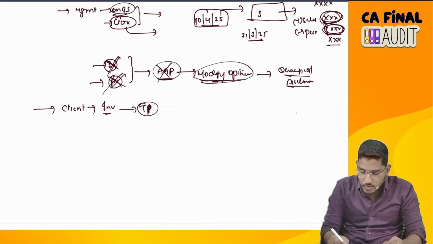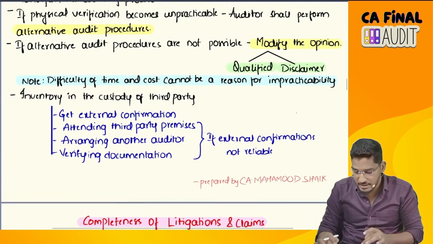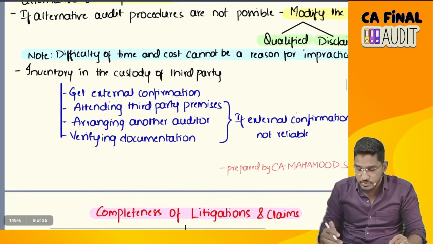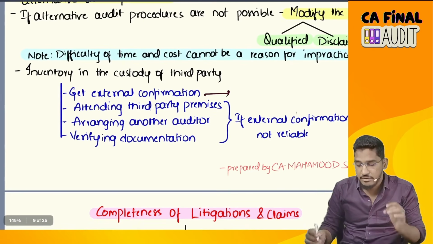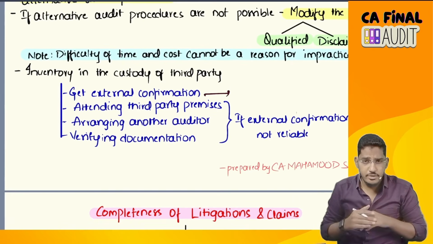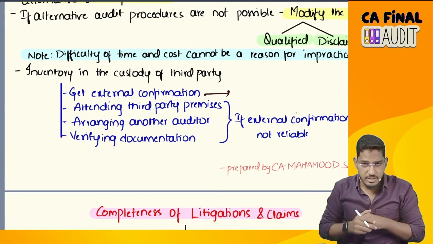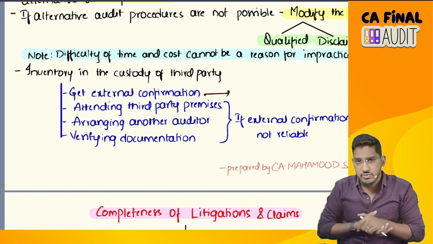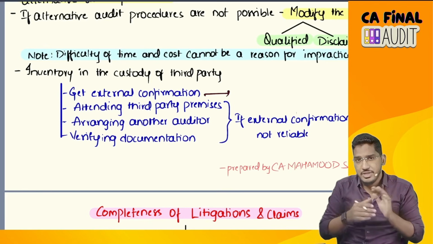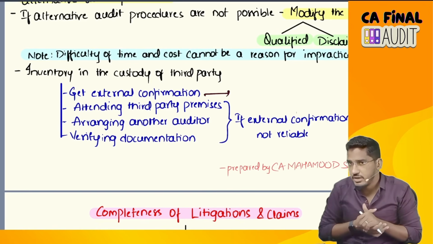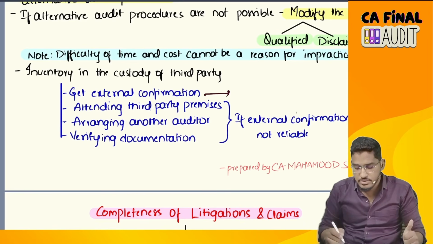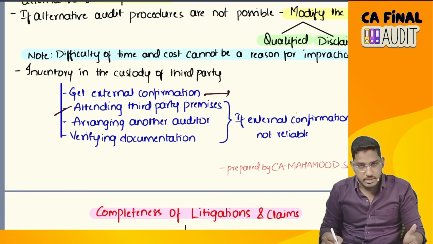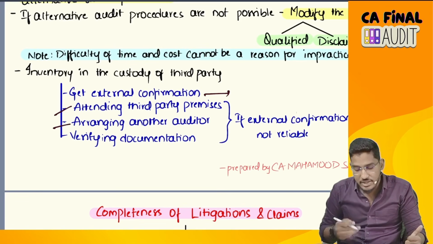Sir, how can I obtain audit evidence regarding inventory held in the custody of a third party? What the standard says here is, if the inventory is held in the custody of a third party, you can try to get external confirmation from the third party. See, generally external confirmations will be reliable, but if you have a doubt regarding the reliability of external confirmation, then you should not just stop with external confirmation. If possible, try to attend the third party's premises or arrange another auditor.